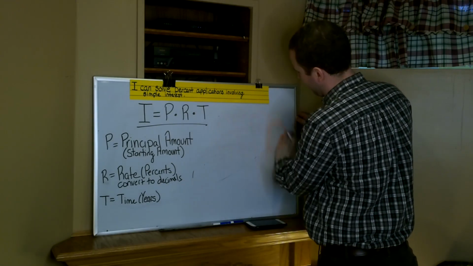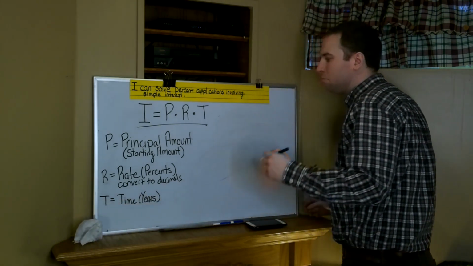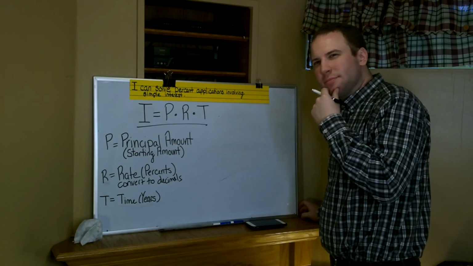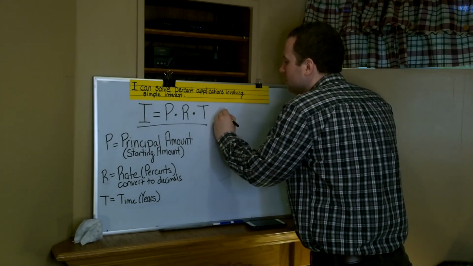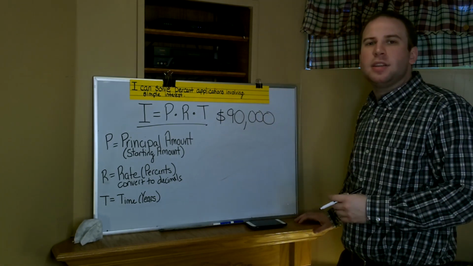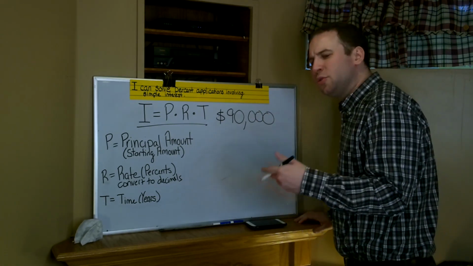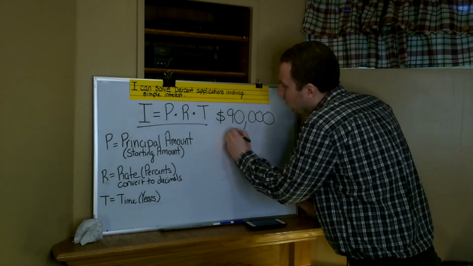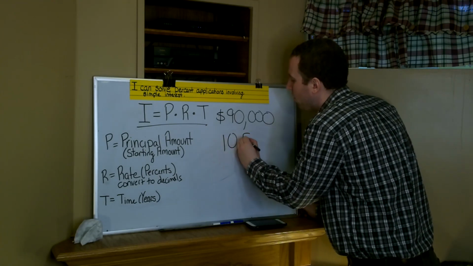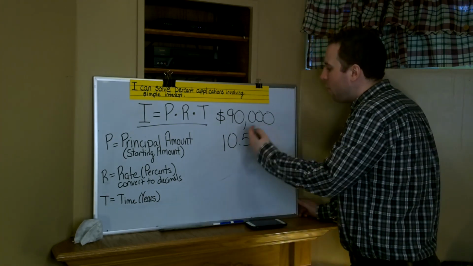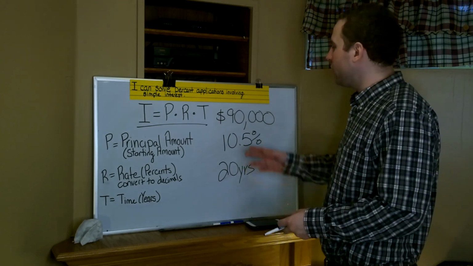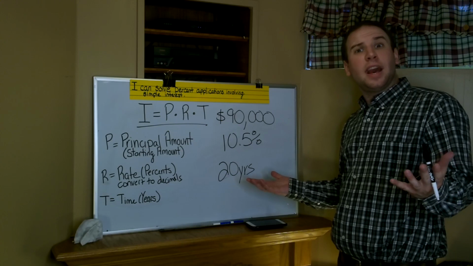Let's do one more. Let's say we buy, okay, let's buy a house. And let's say we pay $90,000 for it. It's a really nice house, 3 bedroom, 2 baths, really nice. And our interest rate on this payment that we have to pay, let's say it's 10.5%, really high. And we have, in the course of 20 years, to pay it off. What would be the interest on this $90,000? Let's go ahead and calculate that, shall we?